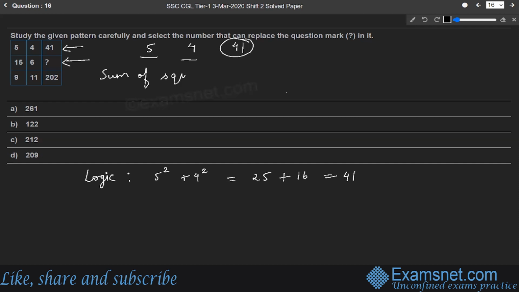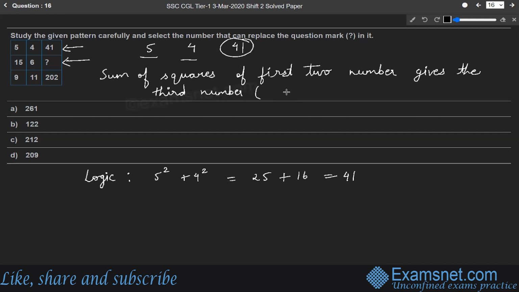So let us write the logic. That is, the sum of squares of the first two numbers gives the third number. And this logic is row wise. So for the first row, this logic is correct. Now let us check it for the third row too. Let us check whether this logic is absolutely correct or not.